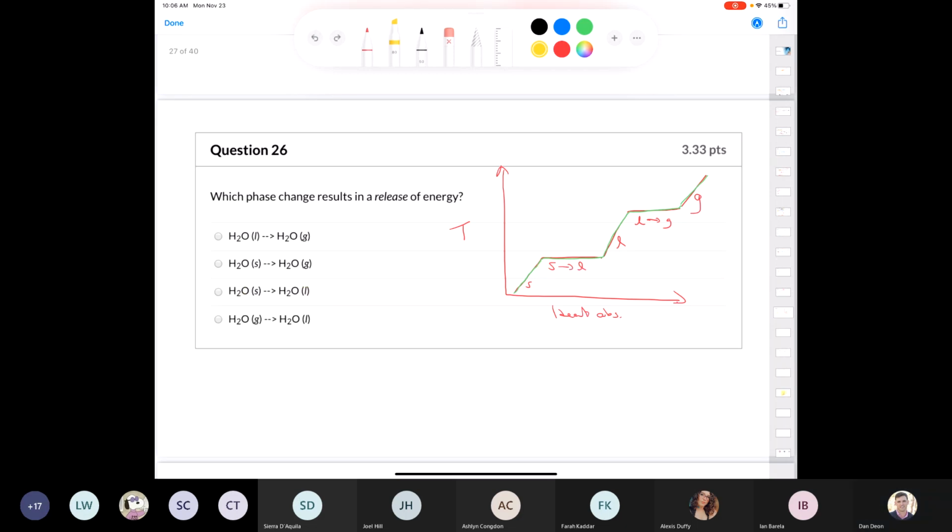Solid to a liquid. But what if we went from a gas to a liquid? That would mean we're going in this direction, from a gas to a liquid, going backwards. Think about it. If you've ever been burned by steam before on your skin, you know that it releases a ton of heat, and that's why you get burned. So going in the opposite direction, gas to a liquid is going to release heat.